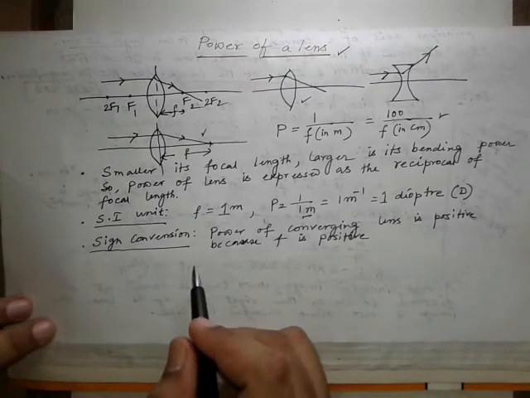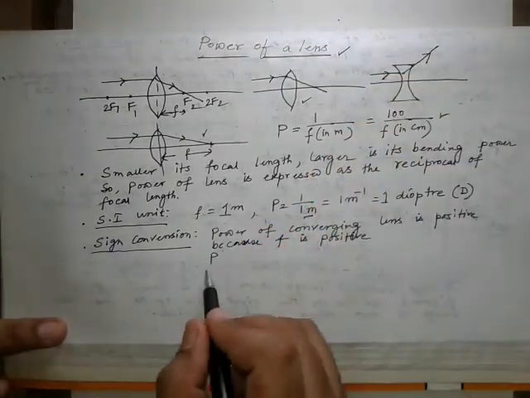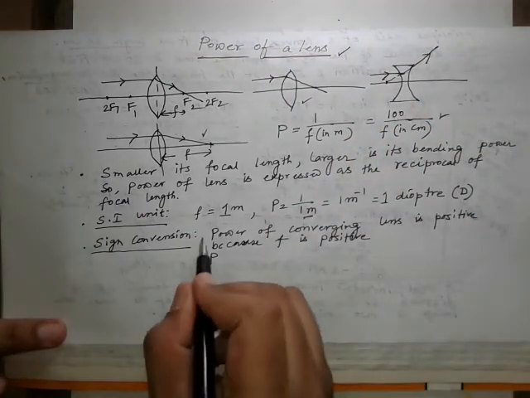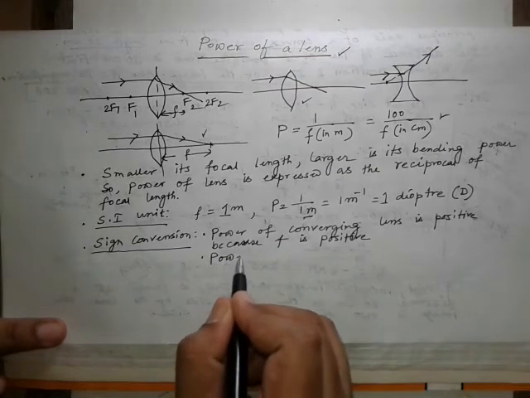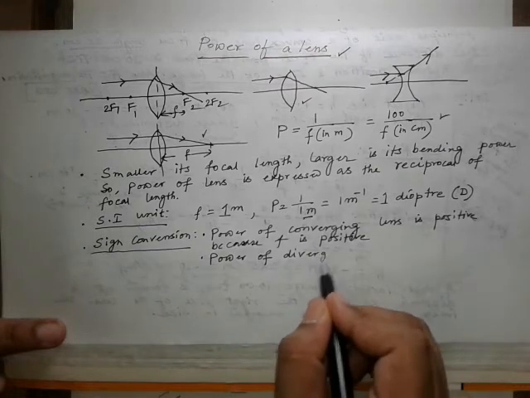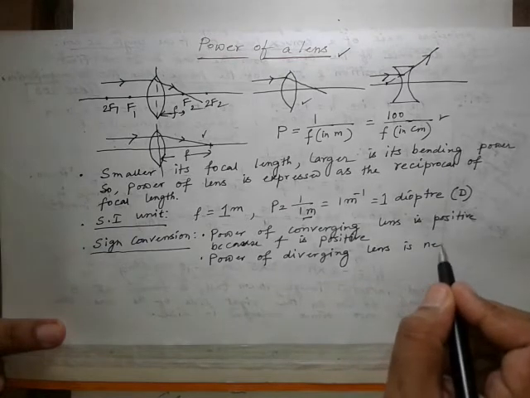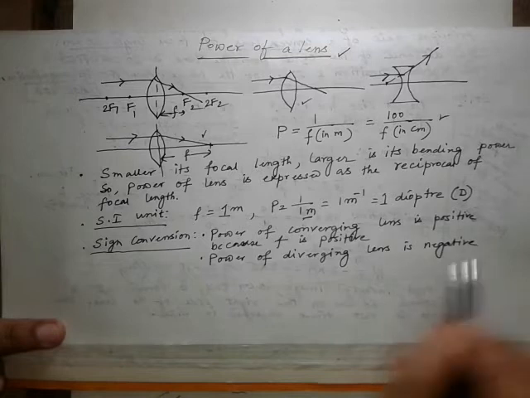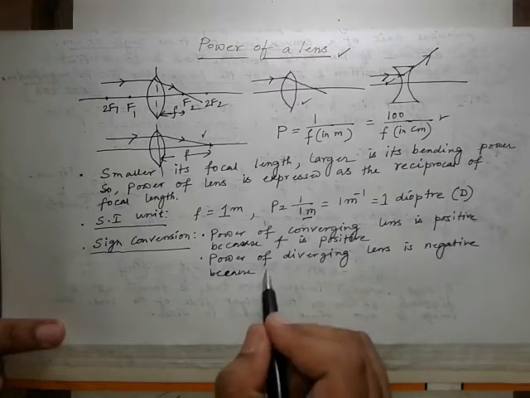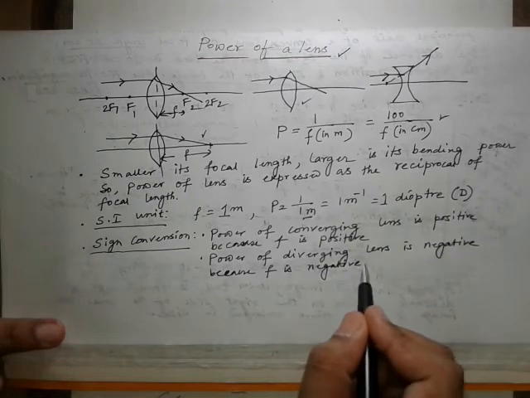And next one is power of a diverging lens is negative. That means in this case it is negative. Where is the focus? Focus is here in this point. So power of a diverging lens is negative, because F is negative.